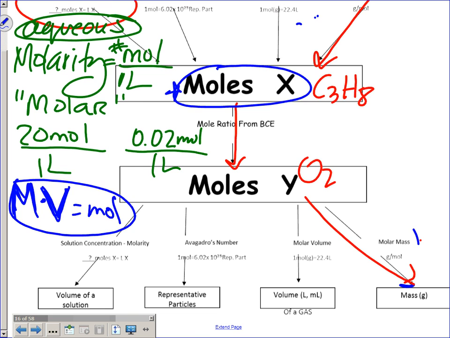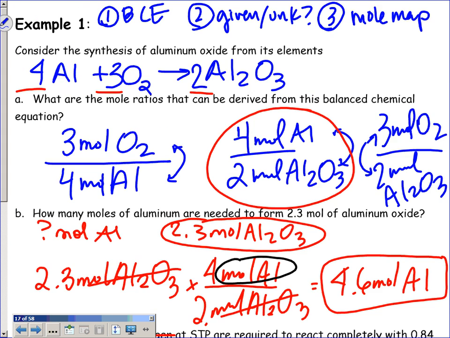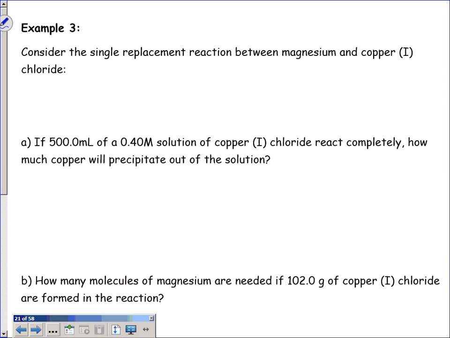All right, so let's do an example with that using a reaction that gives us solutions. Okay, consider the single replacement reaction between magnesium and copper 1 chloride. Write down your reaction first. I do have about 5 minutes left, so I'm going to do only A for you right now.